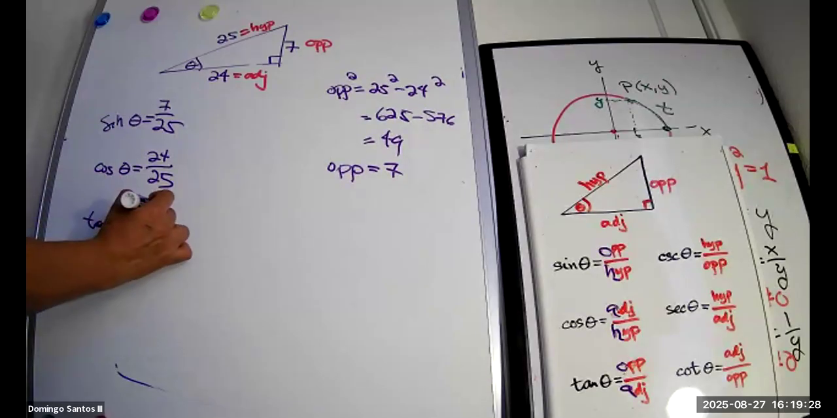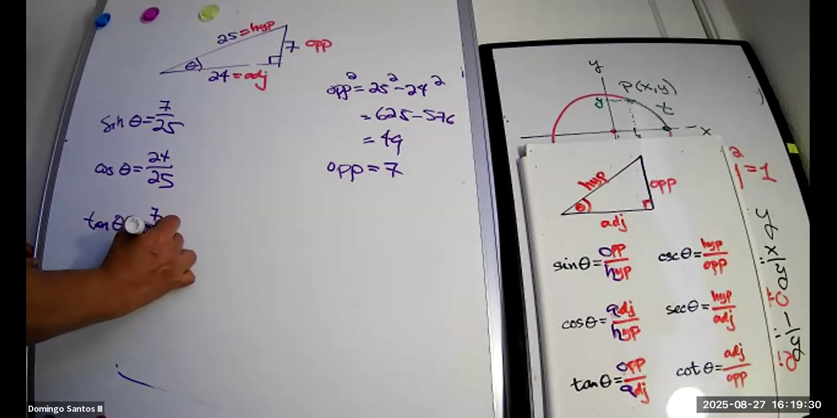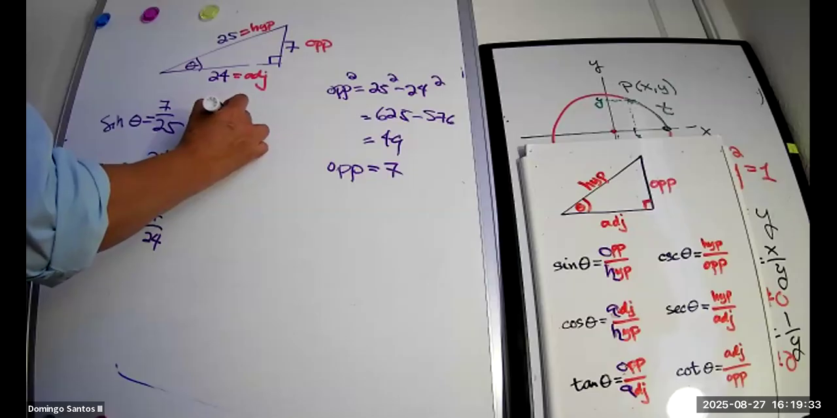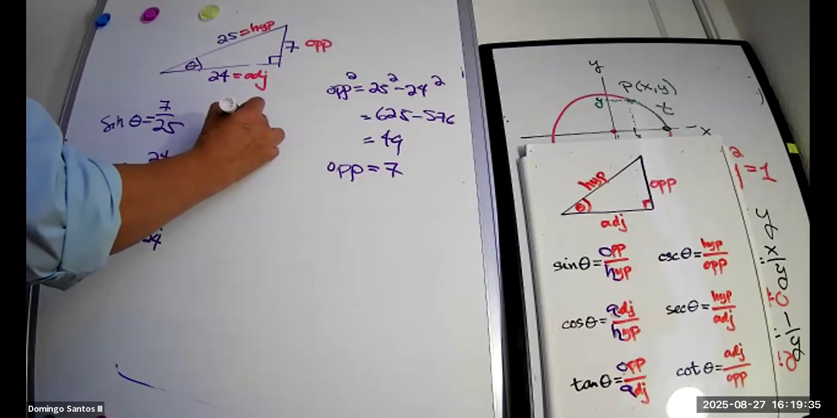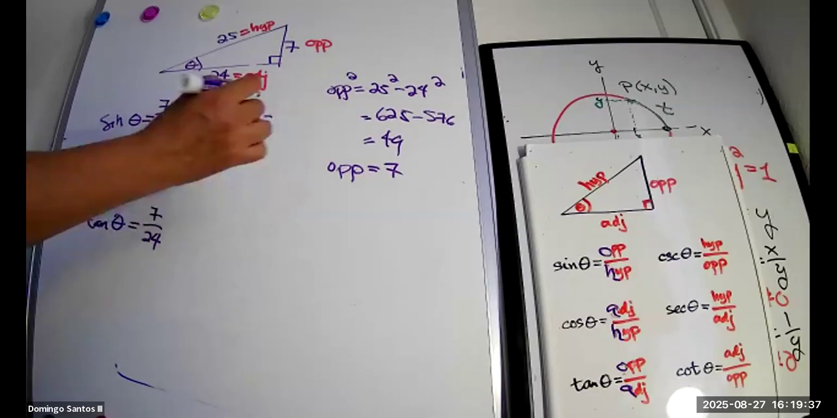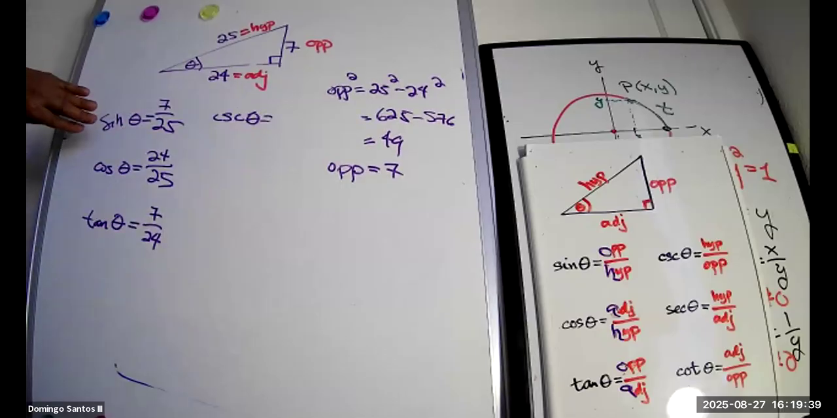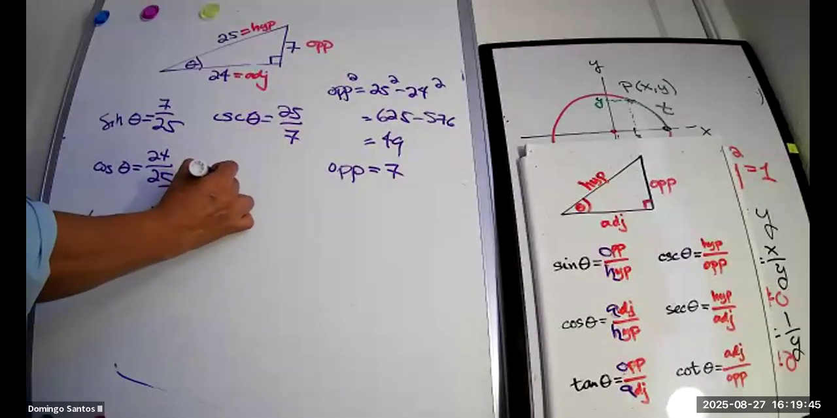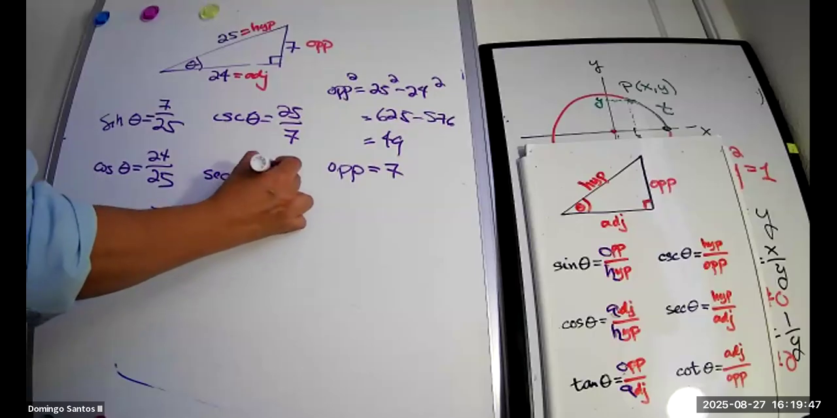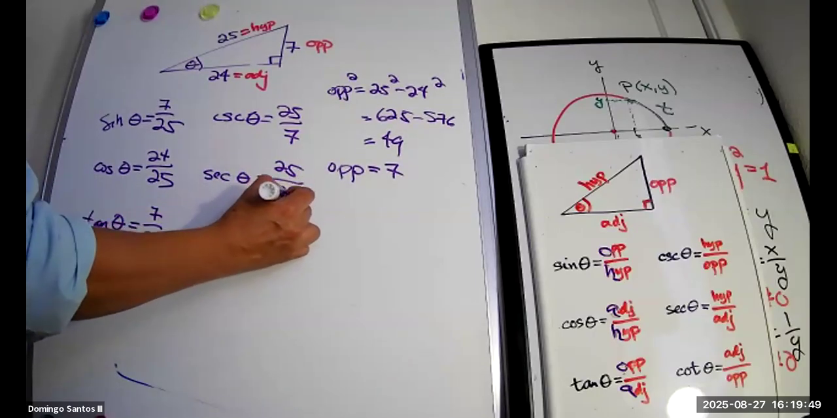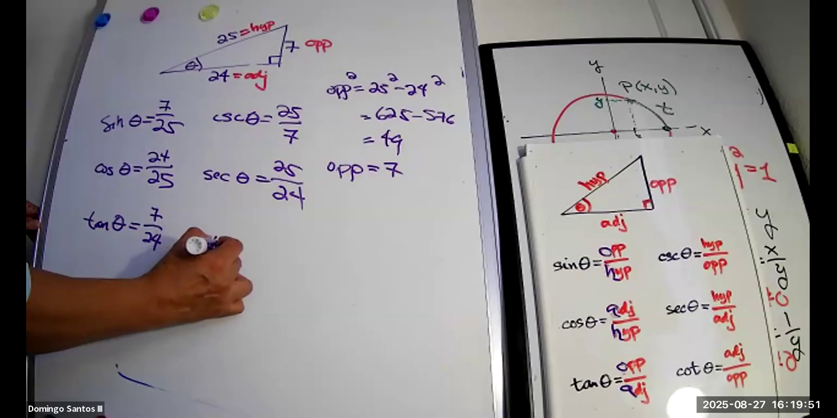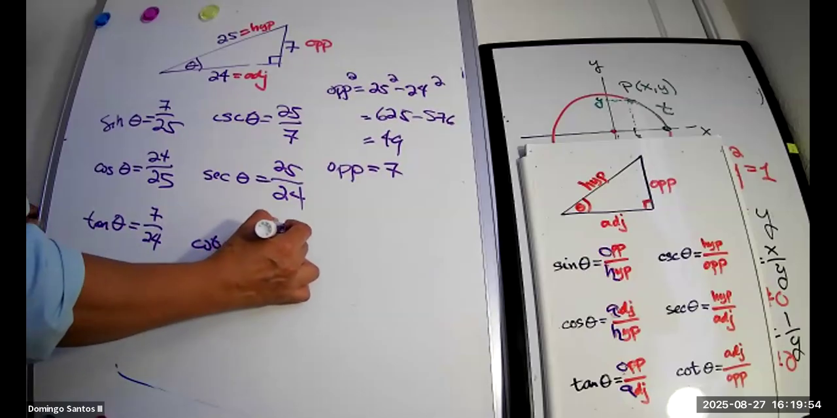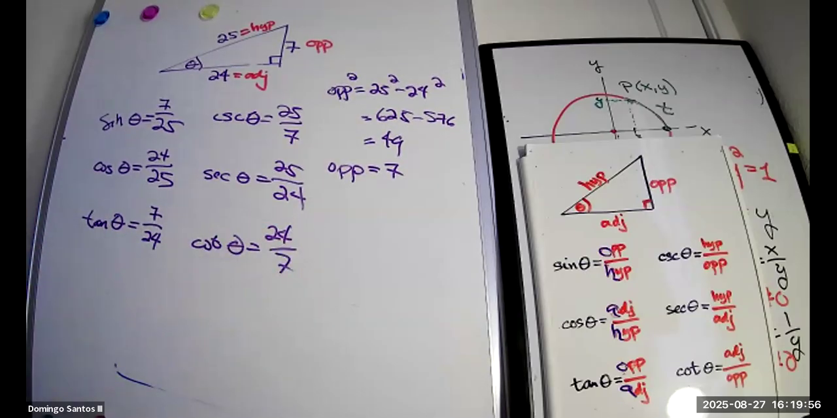And of course, for the cosecant function, cosecant theta, it will just be the reciprocal of sine, so just invert that. That's 25 over 7. And secant theta would be 25 over 24. And cotangent theta will just be 24 over 7. Okay?